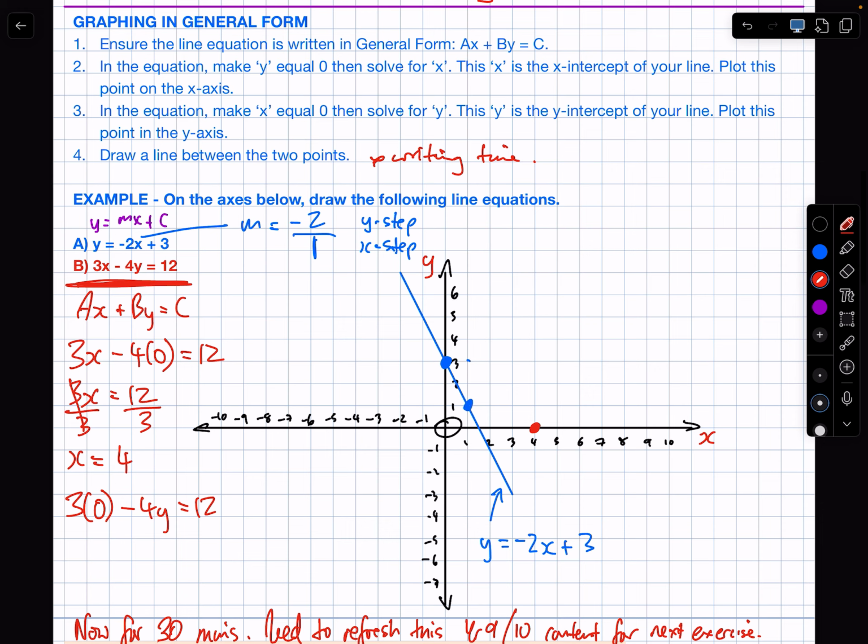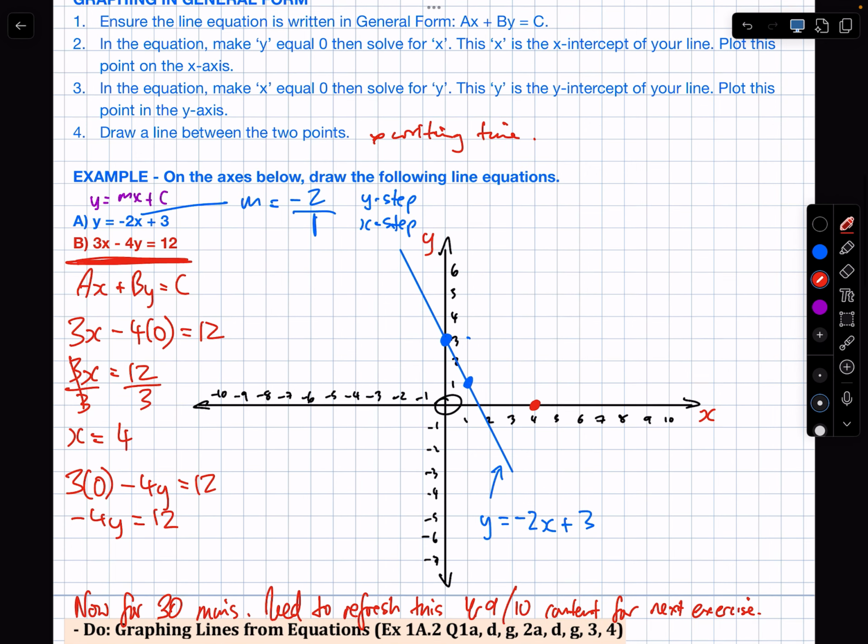Be careful with negative numbers. So you're going to have negative 4y is equal to 12. What's the opposite of timesing by negative 4? Divide by negative 4. But if I divide a positive number by a negative number, what's the answer going to be? Negative again. So y is going to be negative 3. Now that is my y-intercept. So I've got a dot at y is equal to negative 3, leading me to the final step: draw a line between the 2 points.